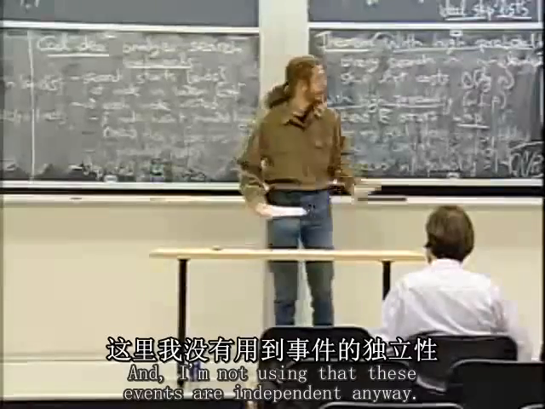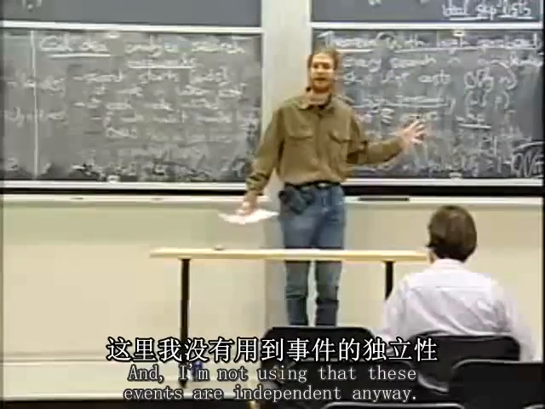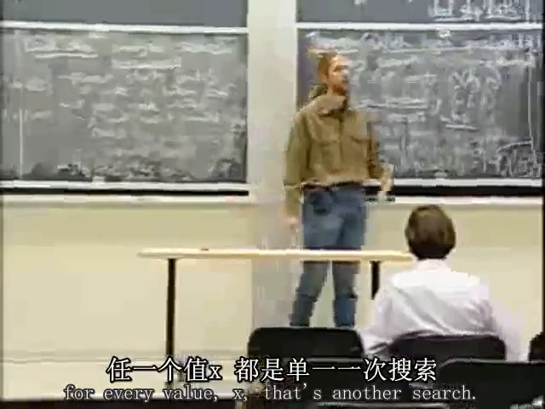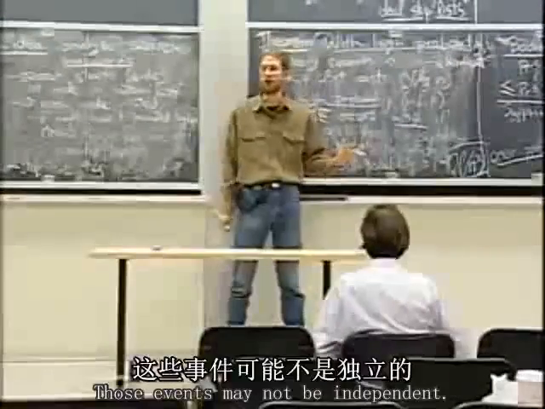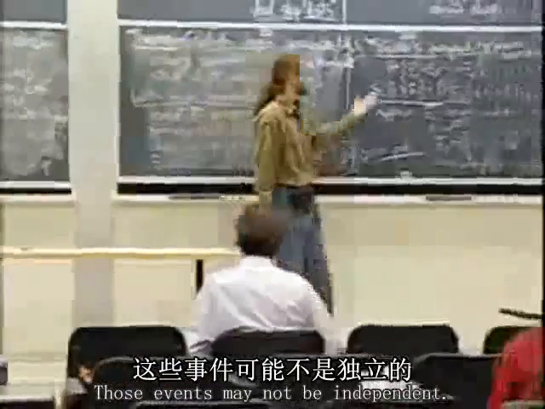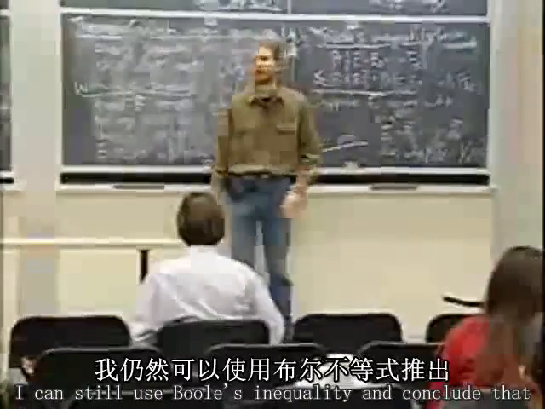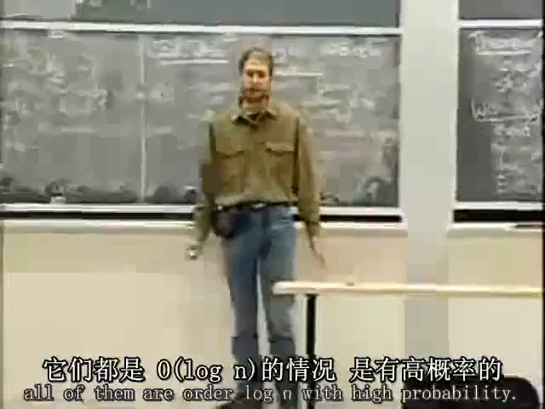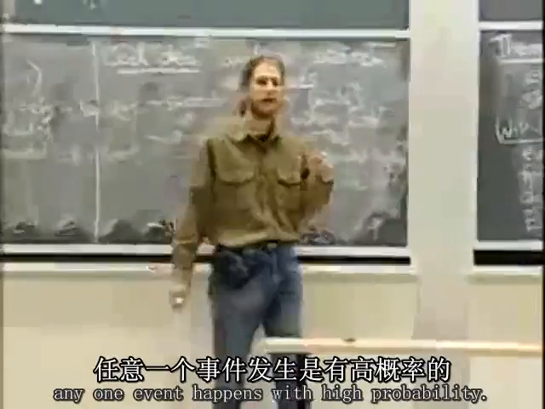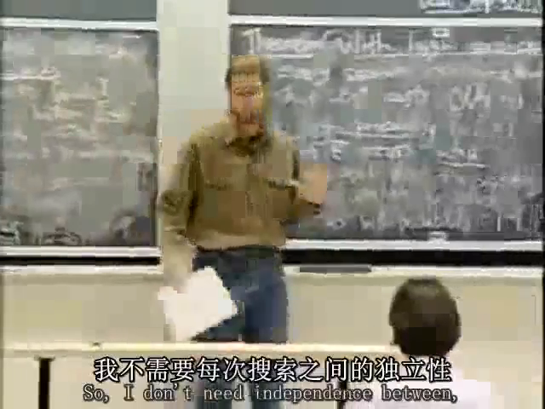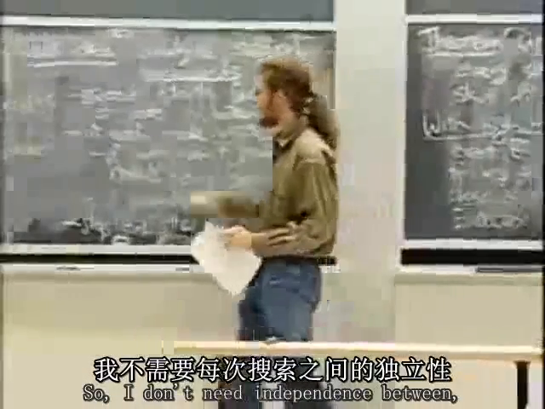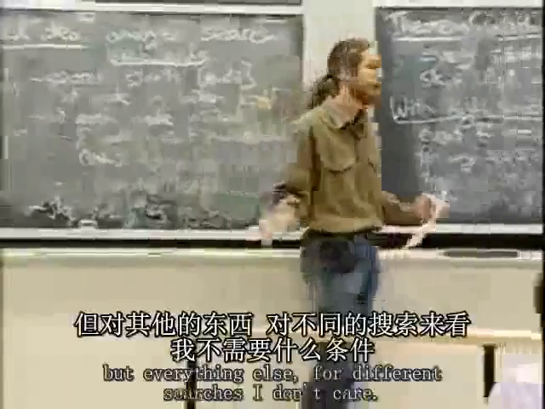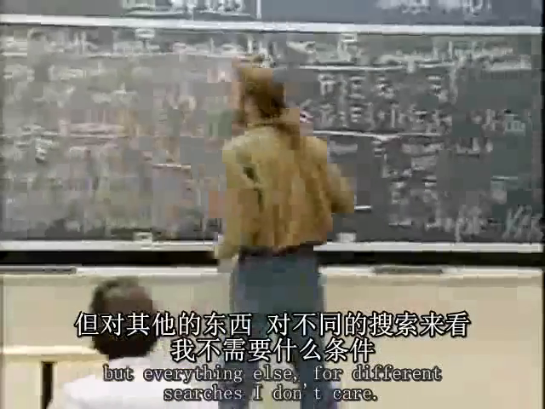And I'm not using that these events are independent in any way. For every element that I search for, every value of x, that's another search. Those events may not be independent. I can still use Boole's inequality and conclude that all of them are order log n with high probability, as long as I can prove that any one event happens with high probability. So I don't need independence between searches. I need that these coin flips in a single search are independent, but everything else, for different searches, I don't care.